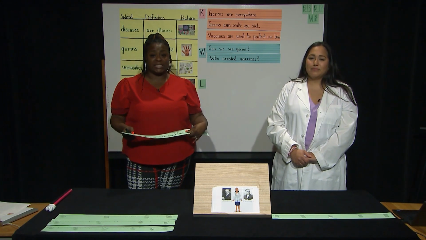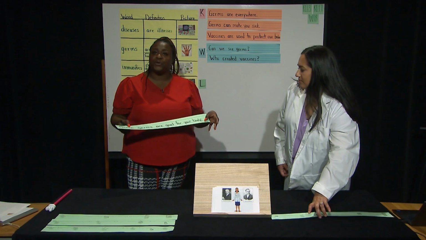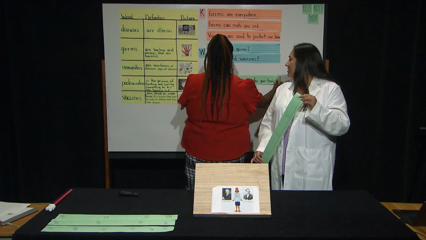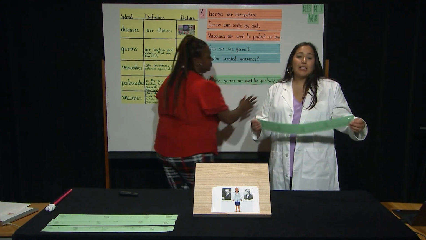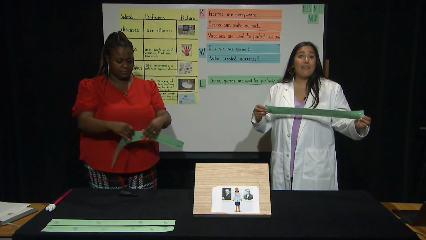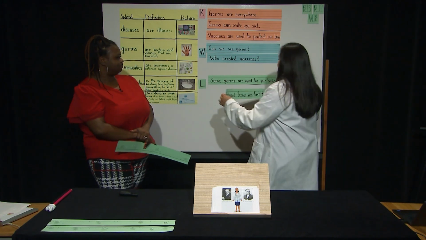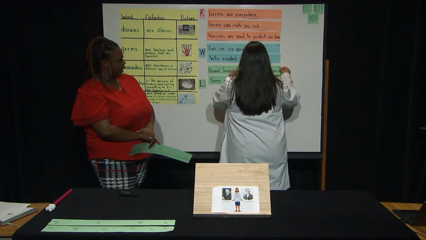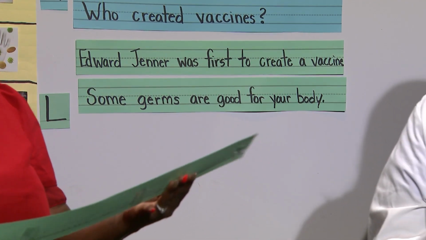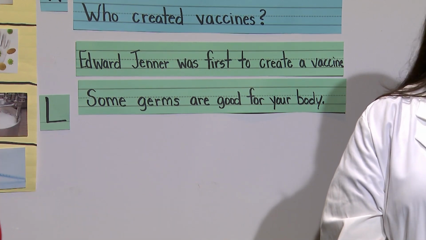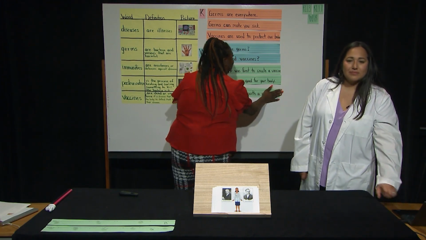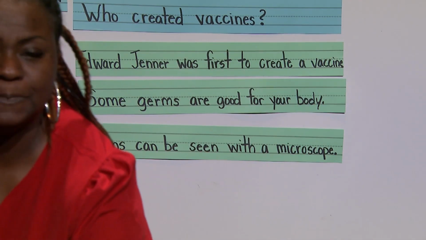I heard one friend say that some germs are good for your body. So I'm going to add that to our chart. Great. I heard that someone said they learned that Edward Jenner was the first to create a vaccine. Let me add that to our chart. Okay. And I'm going to put that one actually up here. Okay. You all keep them coming. We hear you. Yes. Someone said germs can be seen with a microscope. I remember Dr. Wellbody reading that in the story. What else? What are some other things you all learned?